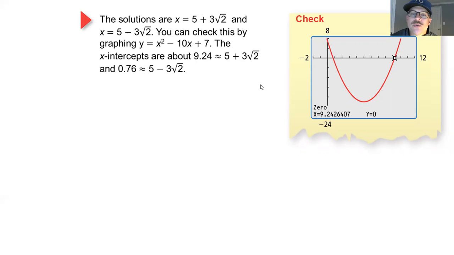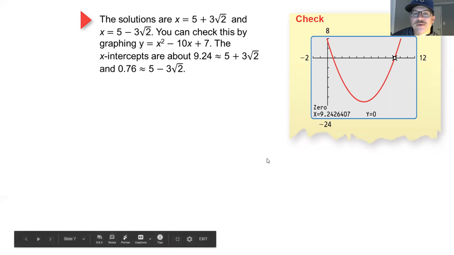So 9.24 is approximately what you're going to get when you have 5 plus 3 times square root of 2. And then the one over on the left, 0.76, is about what you would get when you take 5 minus 3 square root of 2.